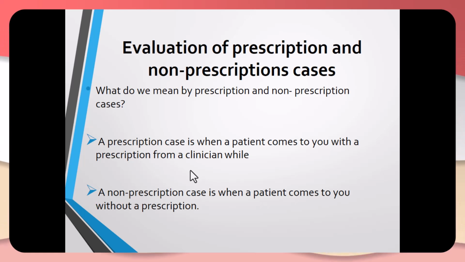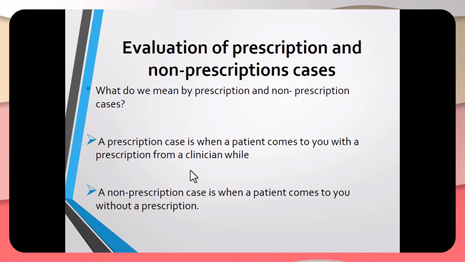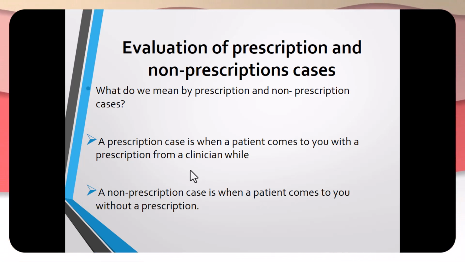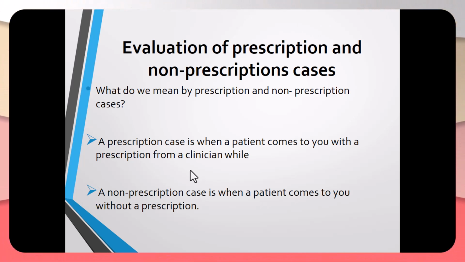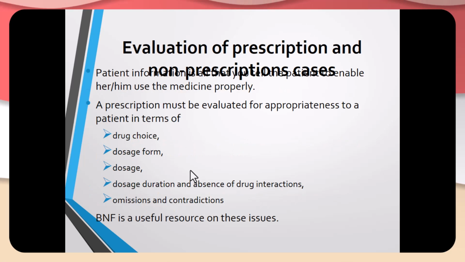How do you evaluate prescription and non-prescription cases? What do we mean by prescription and non-prescription cases? Because your patients are going to come with a prescription or without a prescription. And you need to be able to know this condition requires a prescription, and you need to send the patient to acquire one. Okay, so a prescription case is when a patient comes to you with a prescription from a clinician or a physician. All right, while a non-prescription case is when a patient comes to you without a prescription.